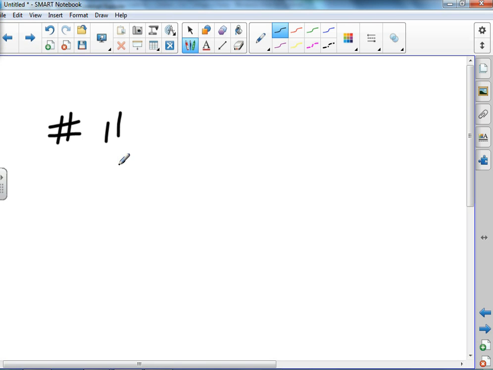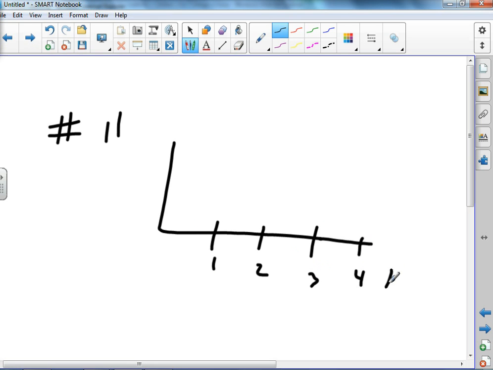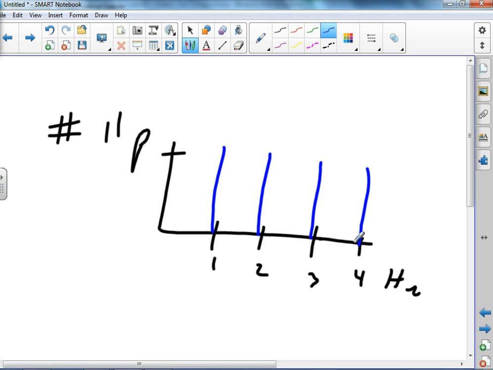Depending on the type of malfunction, the service call can take 1, 2, 3, 4 hours. The different types of malfunctions occur at about the same frequency. So 1, 2, 3, 4 hours, some probability, and they're all going to be about the same. So there's my probability distribution. Draw a graph of the probability distribution. Thank you very much, I just did that.